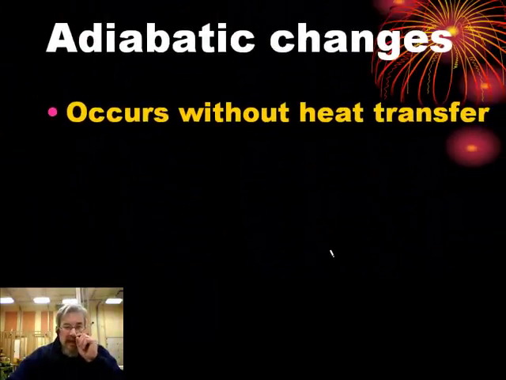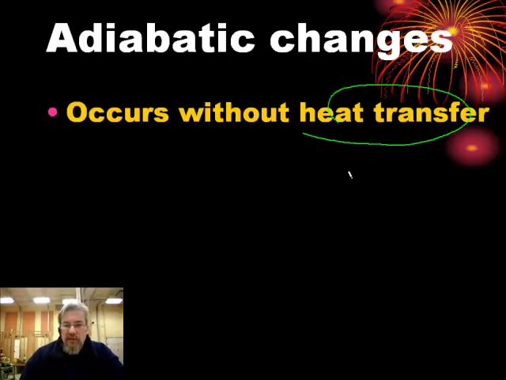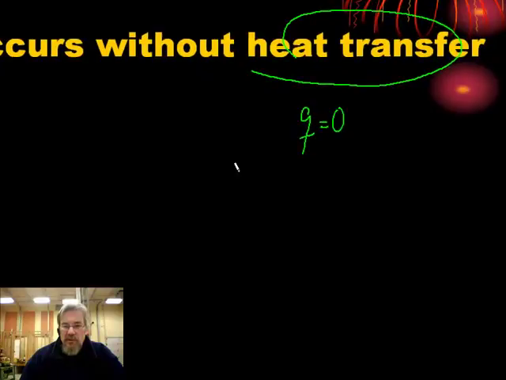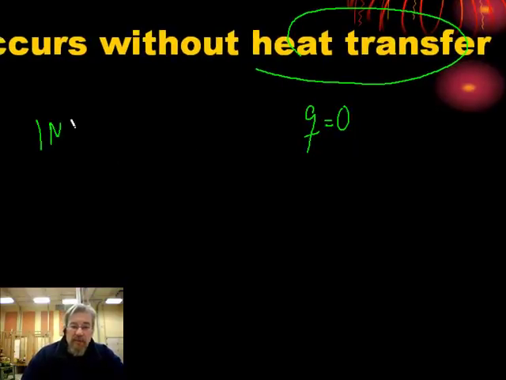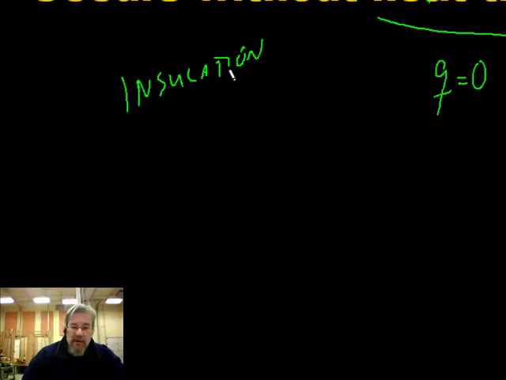The last type of process we're going to look at is adiabatic changes. Here's what adiabatic means. There's no heat transfer. In other words, Q is equal to 0. There are a couple of reasons that this would happen. One would be perfect insulation, or really good insulation if you're working fast. Insulation can restrict heat transfer, and so that means Q would not be possible.